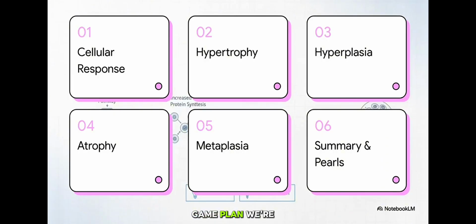So here's our game plan. We're going to do a quick overview, then we'll hit the 4 major types of adaptation one by one: hypertrophy, hyperplasia, atrophy, and metaplasia. And then we'll wrap it all up with a super high-yield summary. You know, the stuff you really need to nail for your exams.